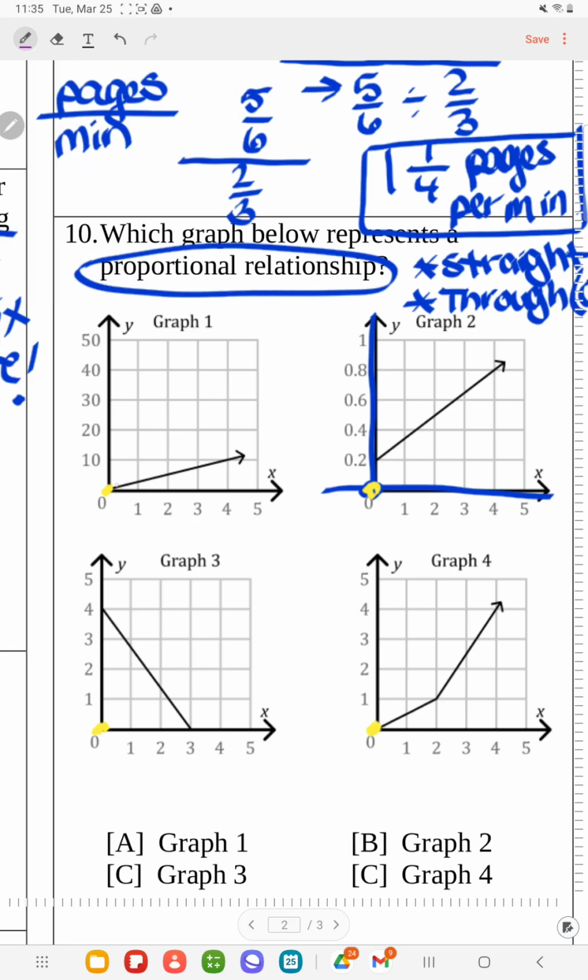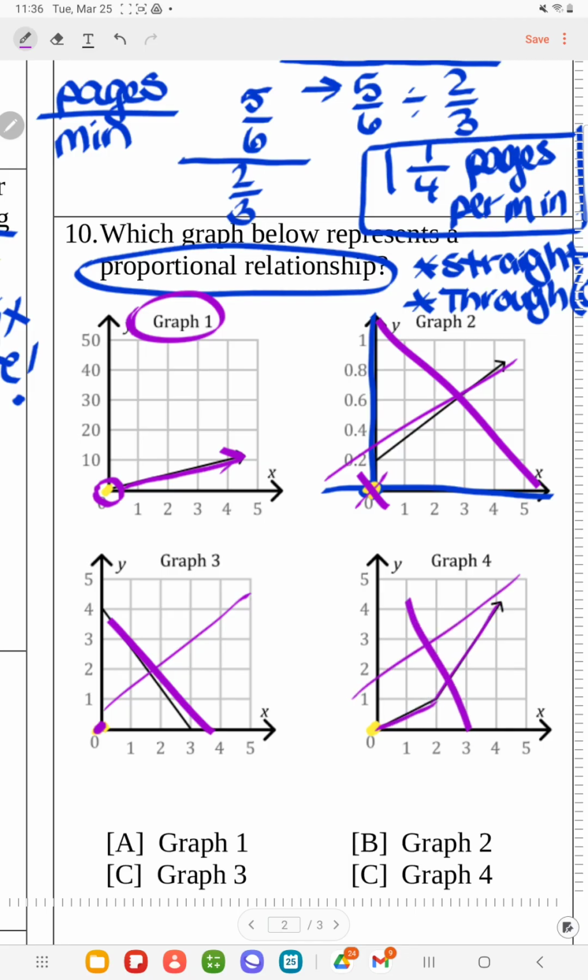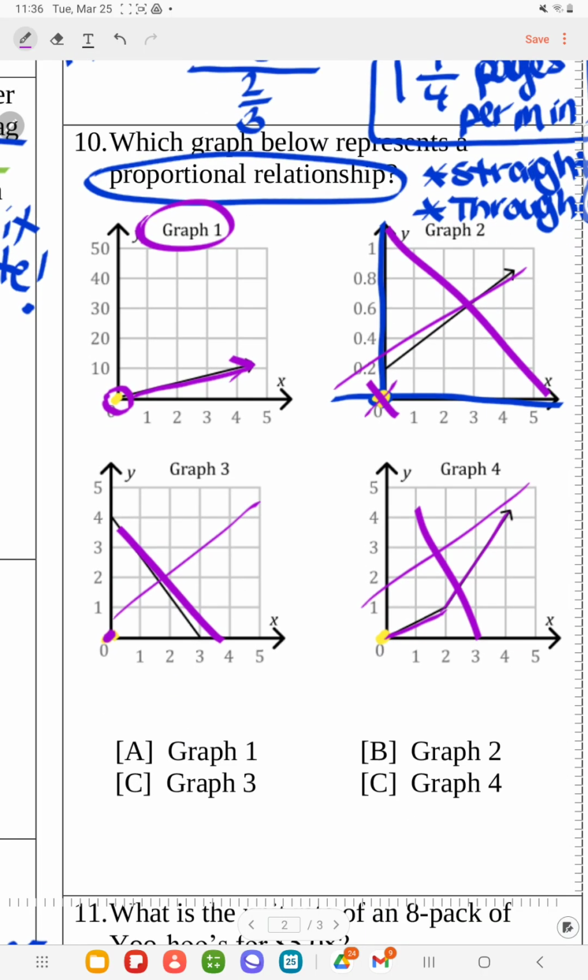So which one of these can we get rid of? Well, this one looks pretty good. It goes through the origin and it's a continuously straight line. This one looks good. This one doesn't go through the origin, no good. This one doesn't go through the origin, no good. And this one is not a straight line. It changes its steepness, so it's not a straight line. It's got a squiggly to it. Only one is graph 1.